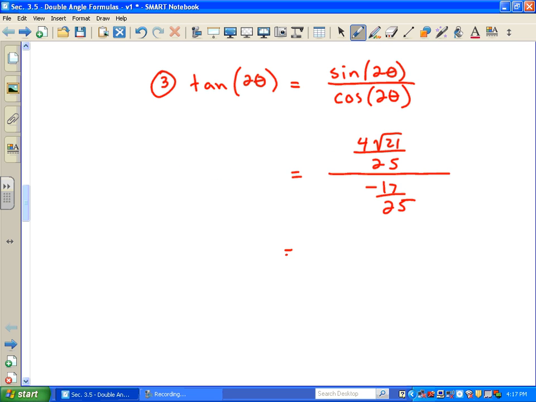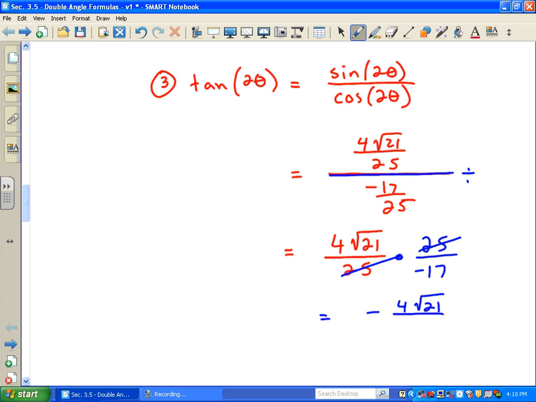I will do that by keeping the first fraction just the way it is. And then we know that your fraction bar in the middle actually means divide. When you divide, you keep the top fraction as it is, you change division to multiplication, and then you invert the bottom fraction. And so this would be multiplied by 25 over negative 17. The 25's cancel, and we get an end result of negative 4 roots of 21 all over 17. That's the value of tangent of the double angle.